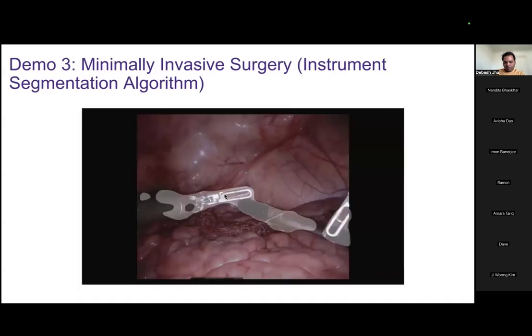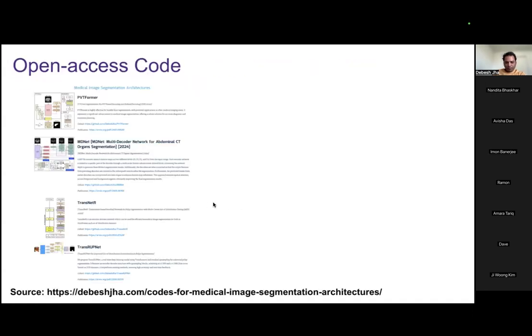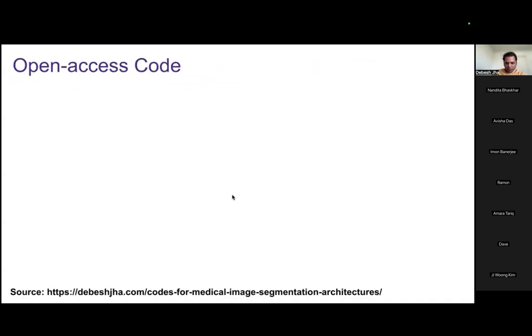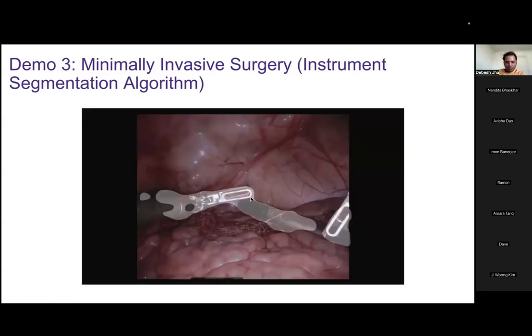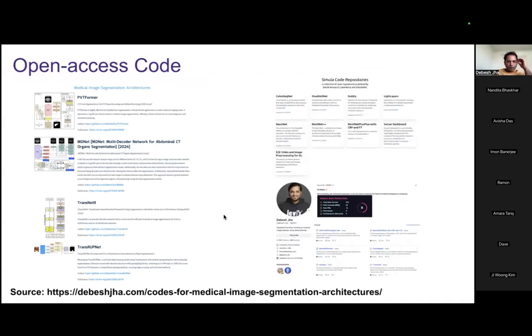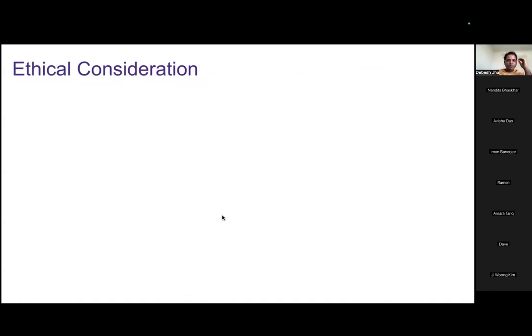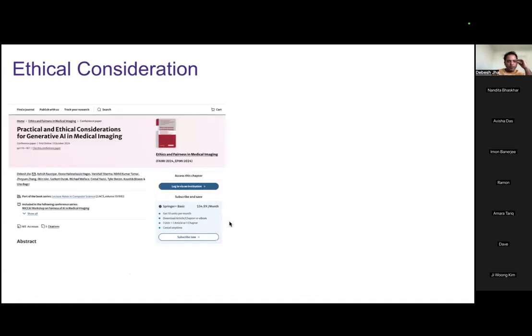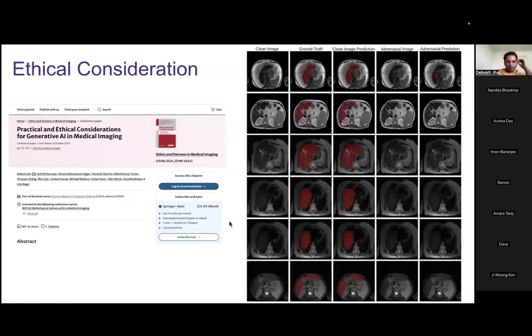And this is demo, sorry. Okay, it's difficult to play this one, so we move to the other. When we release data, we also release source code for all of our architectures. In addition to developing architectures and datasets, we also work on the ethical aspect of AI, especially generative AI, because it is also really important. So yeah, these are some of our works.